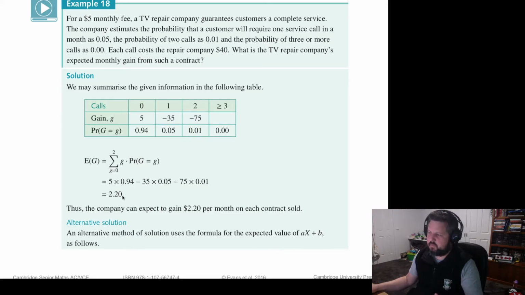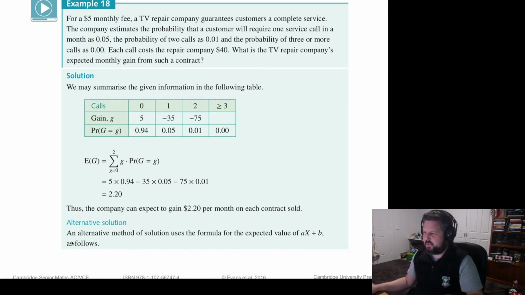Summing those together, we get 2.2, which is about $2. Well, which is $2.20 per month. They're expecting to gain from each contract sold. So overall, they're still making money per customer, which is cool for the TV company.